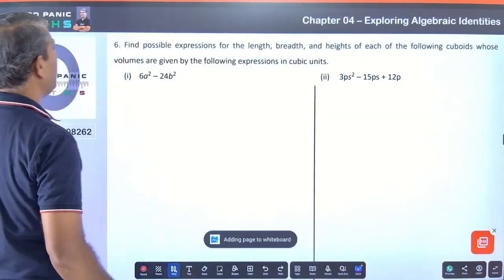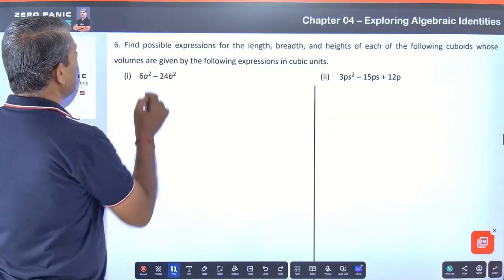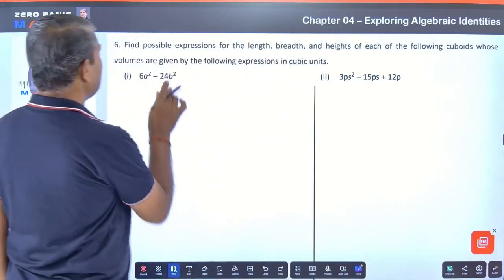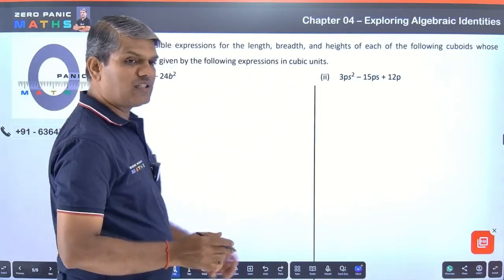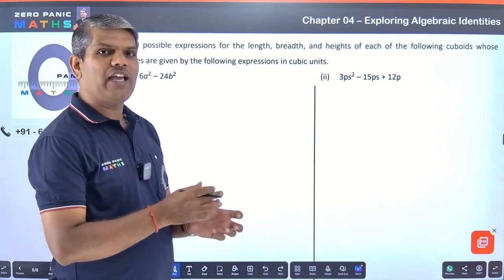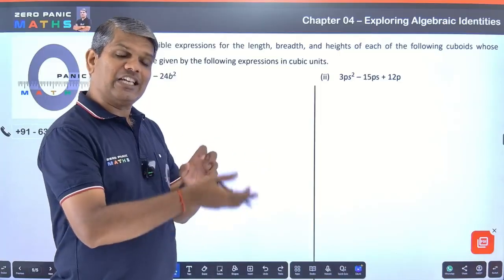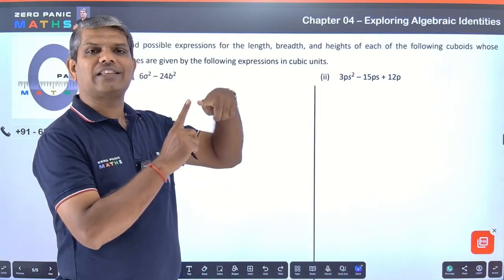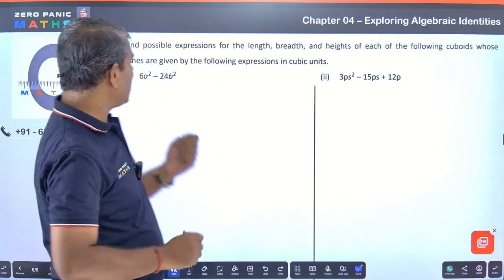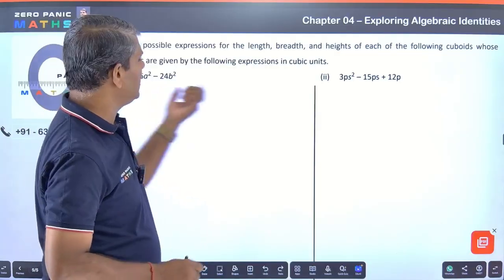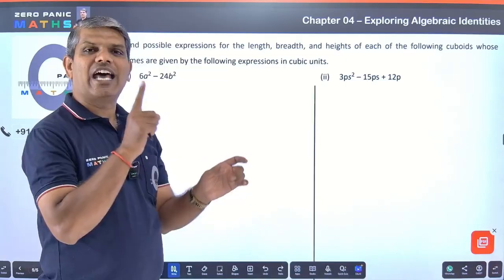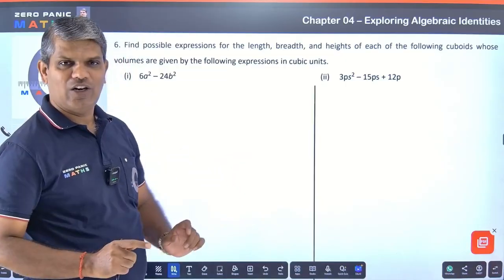Again, going to the next problem, the sixth one. Find the possible expressions for the length, breadth, and height. Here it is a cube now. Now see, when the formula is in terms of squares, then it was only two dimensions, one is length and another is breadth. Here there will be three factors in these two expressions. One factor is representing length, another is breadth, another is height.